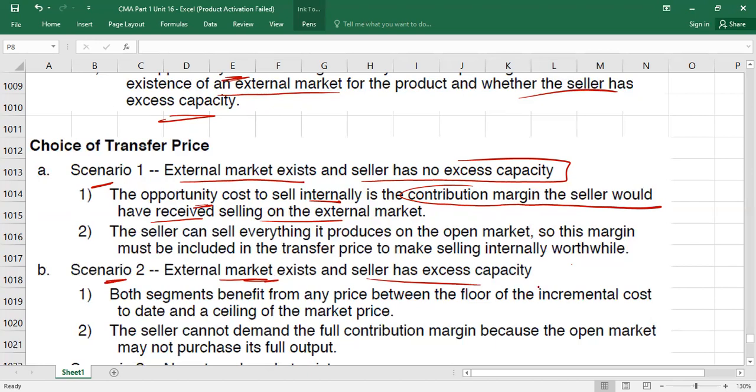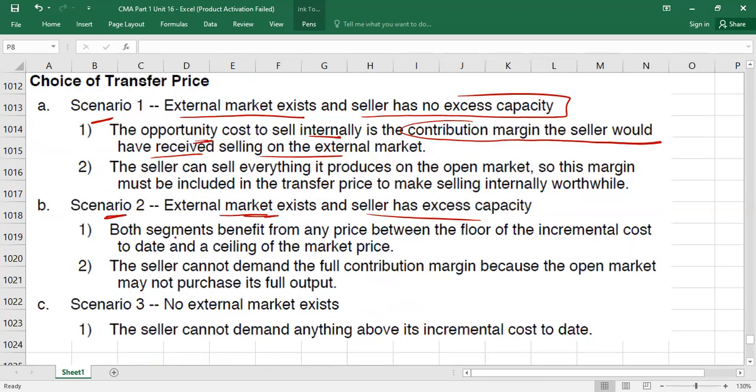Then there could be another scenario: the external market exists, and the seller has excess capacity. The market is there, but you have excess capacity. Right or wrong? So in that scenario, what do you have to do? Both segments benefit from any price between the floor and the ceiling. Floor means a minimum price. What could be the minimum price? Variable cost. And ceiling means a maximum price. Maximum price is what? Market price. Any price can be negotiated.